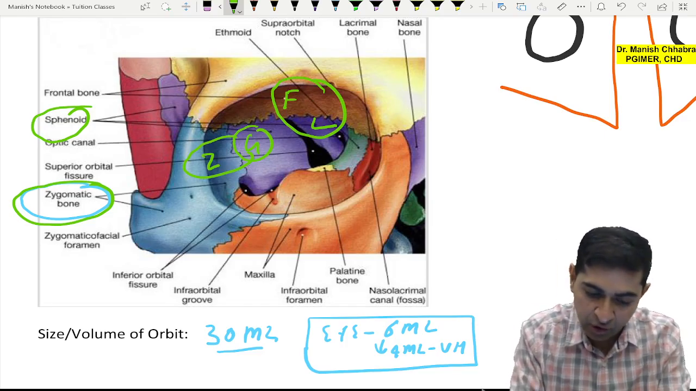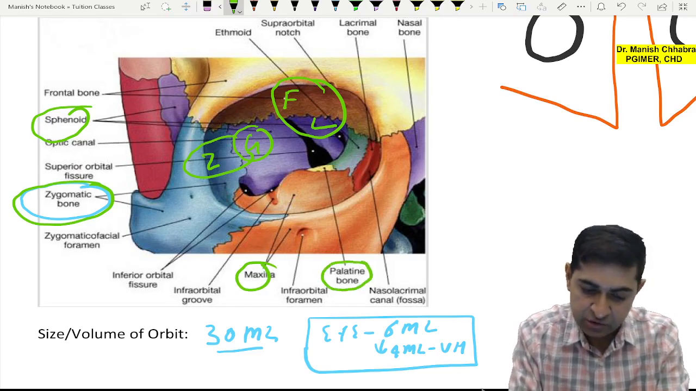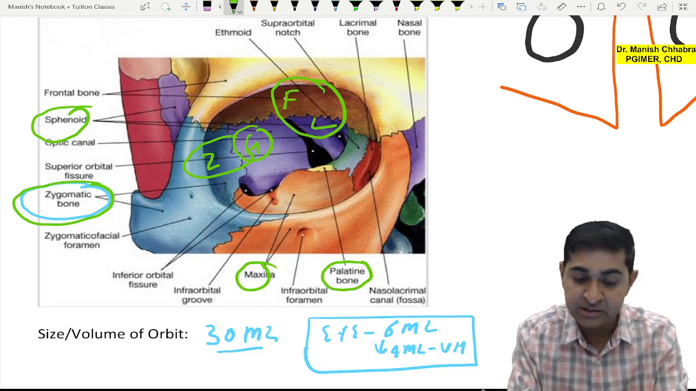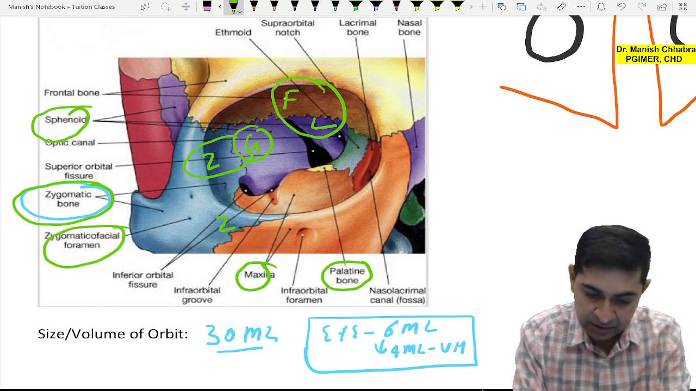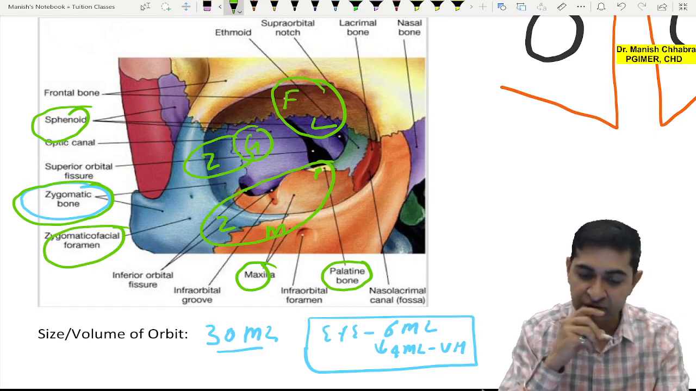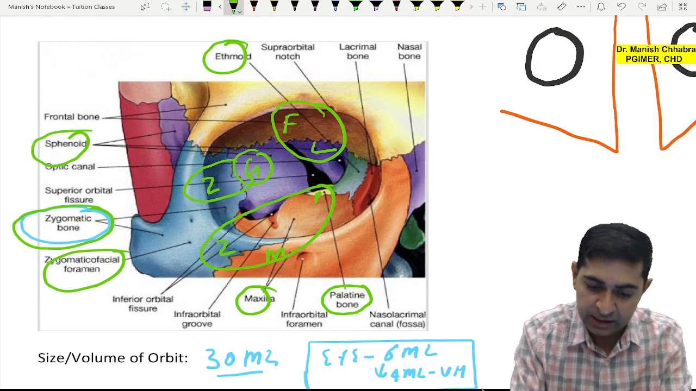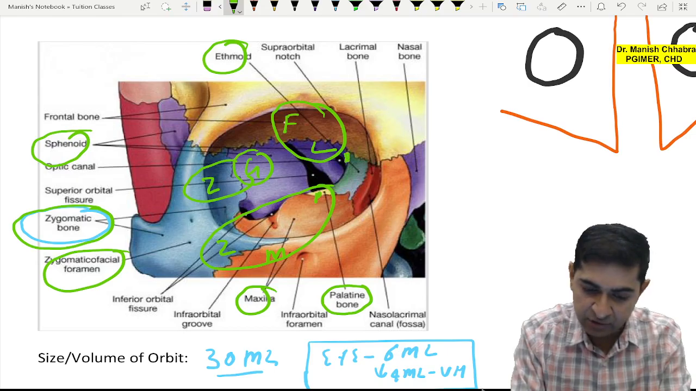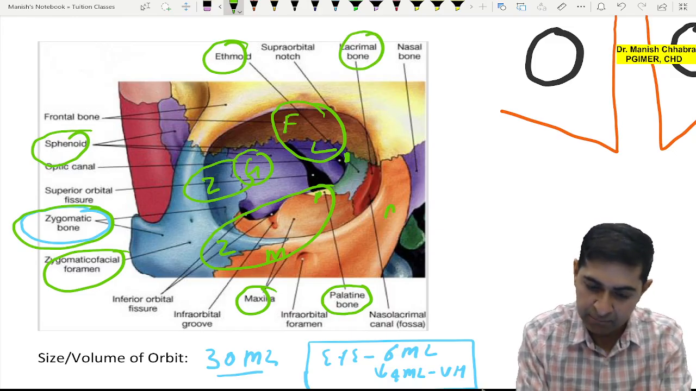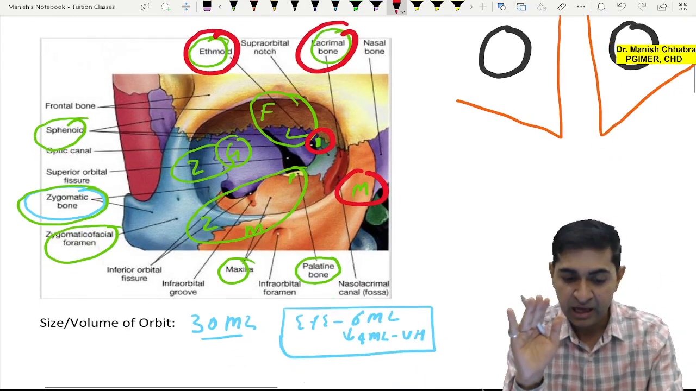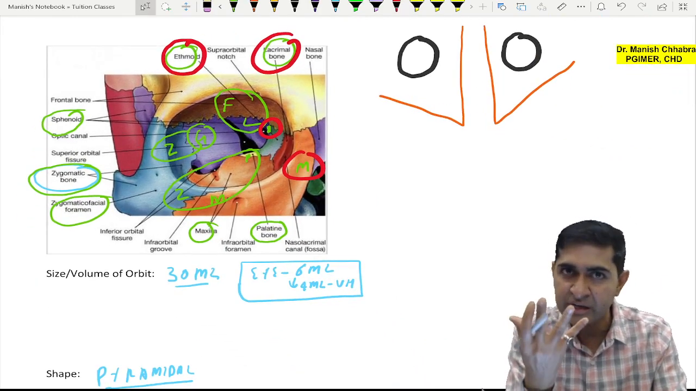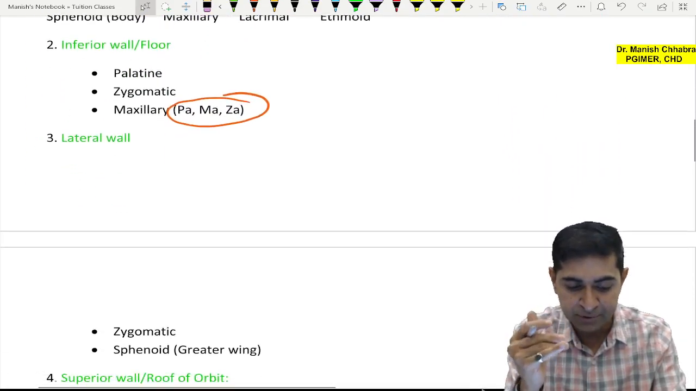And inferiorly, you have got maxilla, and palatine is visible here. So maxilla, palatine, pa, ma, za. Then there will be zygomatic. So this is your zygomatic, Z, M, P, forming the inferior wall. Then we have got ethmoid, and sphenoid can be seen. This is a part of sphenoid, this is your lacrimal bone, and this is your maxillary bone. So ethmoid, lacrimal, sphenoid and maxillary. I hope it is clear. We have seen the real skull video, so there shouldn't be any problem in understanding that.